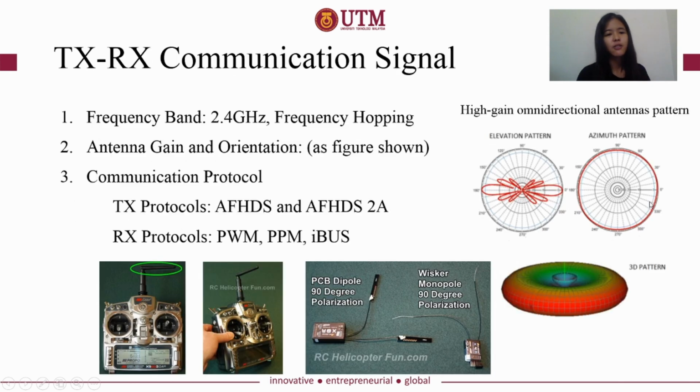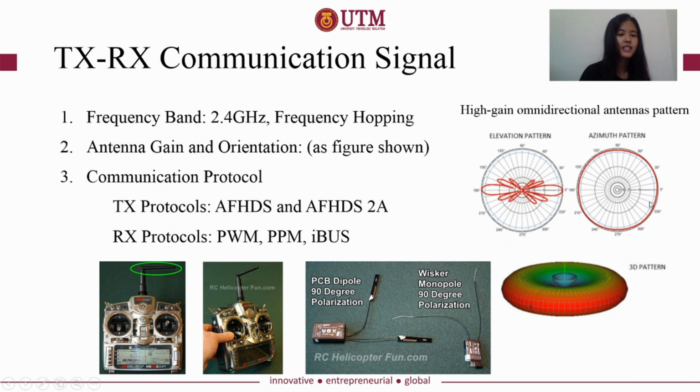Next, we will discuss the transmitter and receiver communication signal. The first is the frequency band. The frequency band chosen is 2.4 gigahertz, where it is able to do frequency hopping. It is done by scanning the frequency band and finding the best available channel during the transmission.